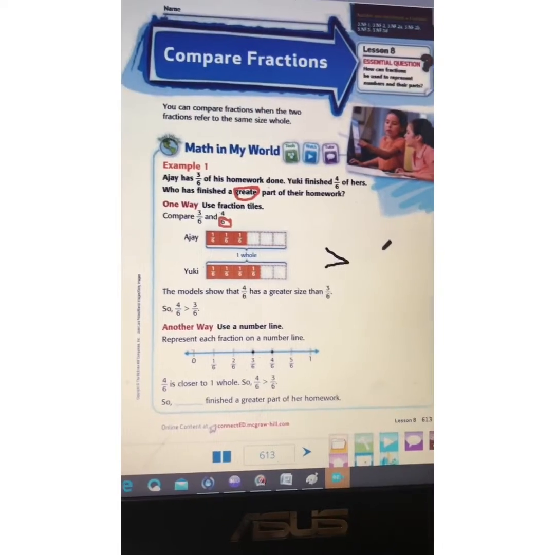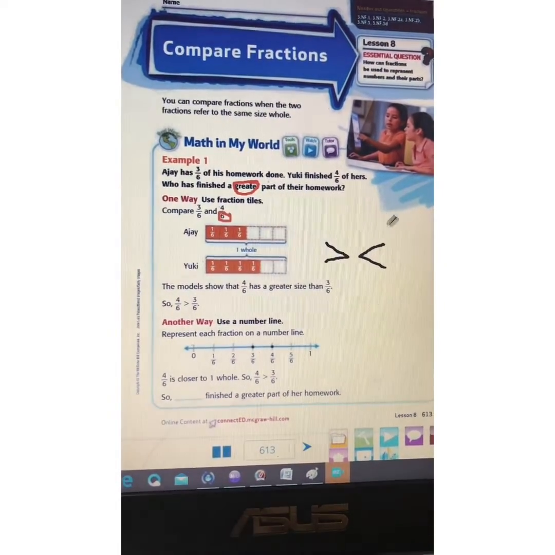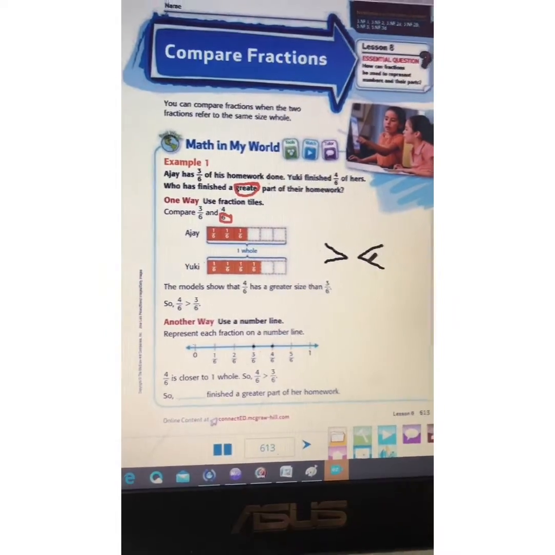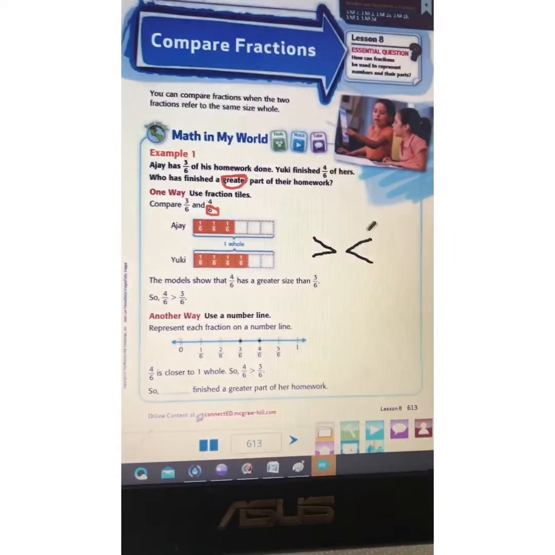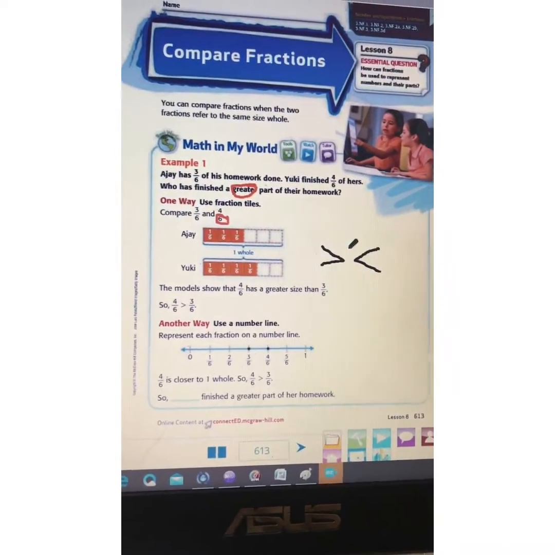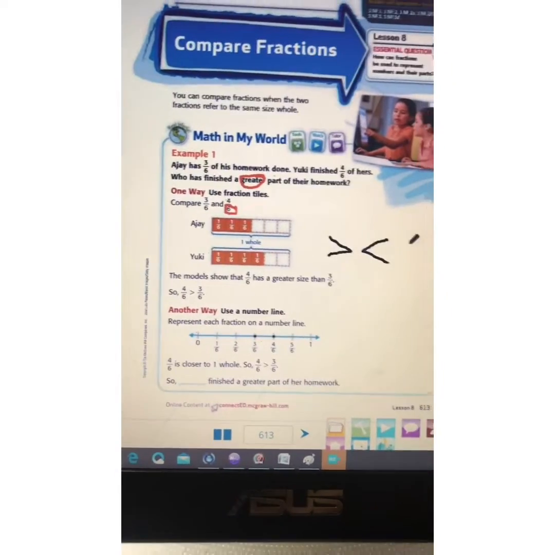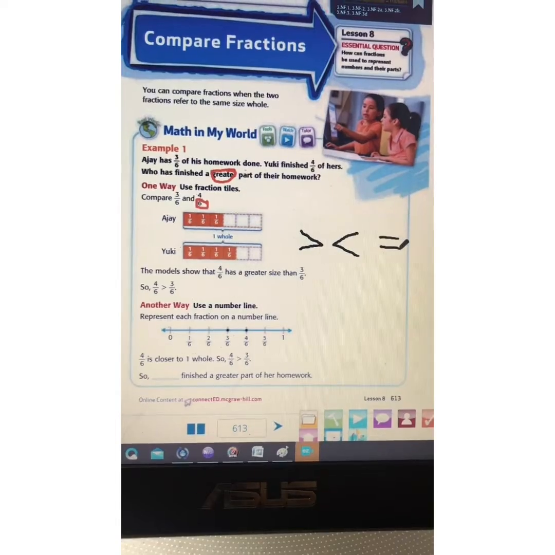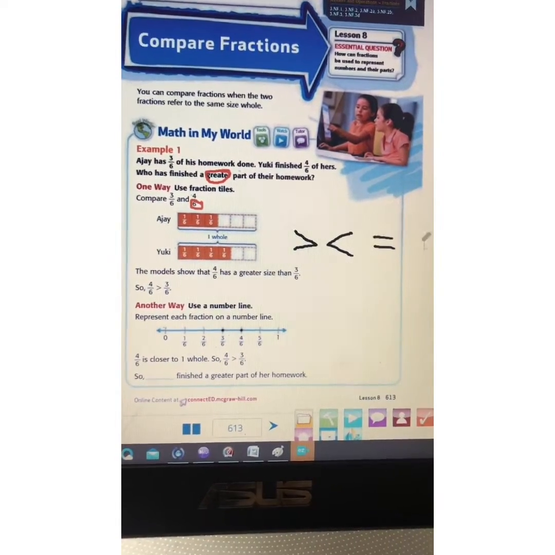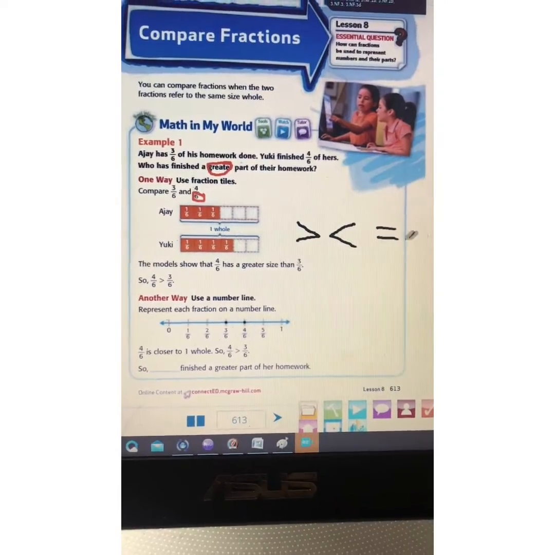If the second number is greater, we use the symbol for less than. This is used if the first number is smaller than the second number. And the last symbol we use to compare fractions is the equal sign. This is used if the two fractions have the same value.